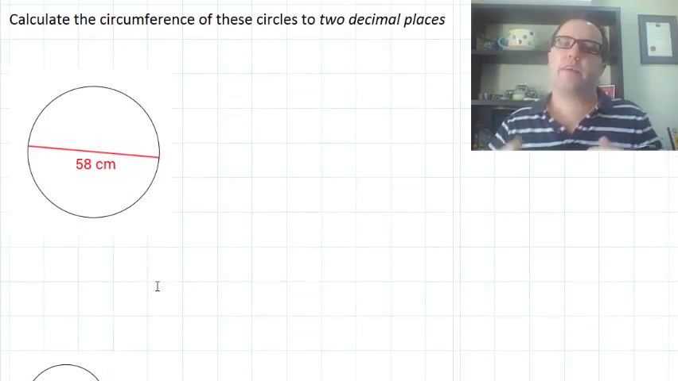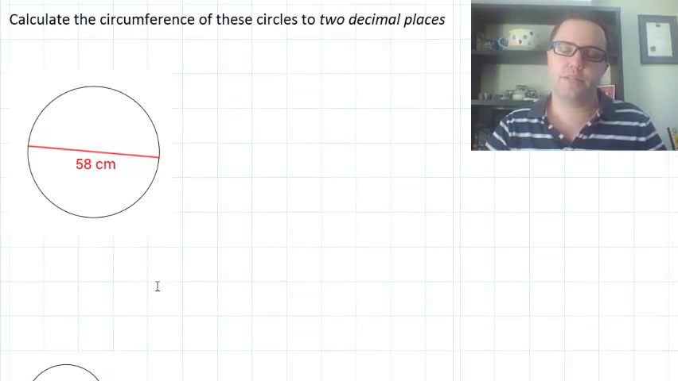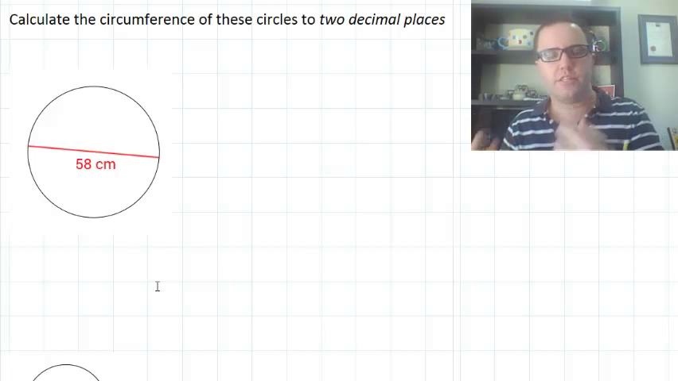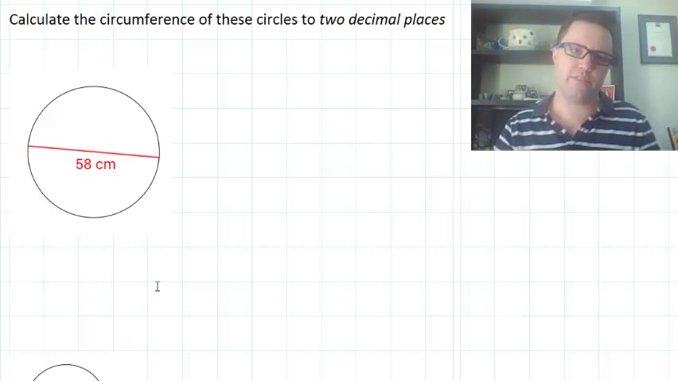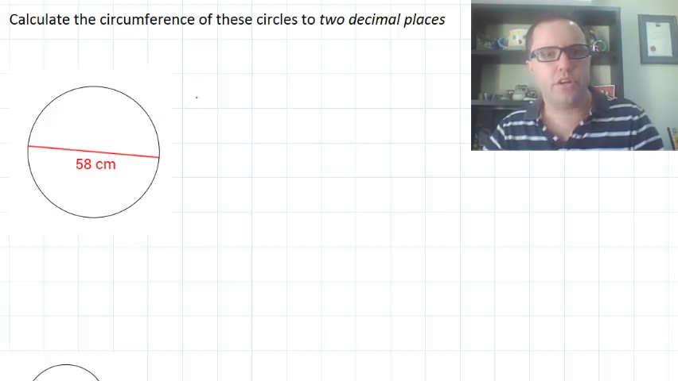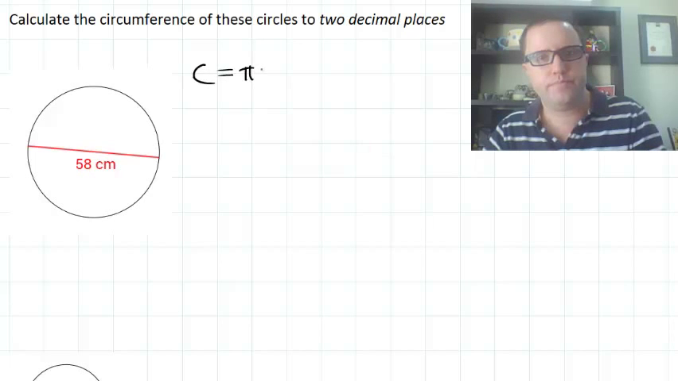All right, calculate the circumference of these circles to 2 decimal places. Now, there'll be a lot of this rounding with circles involved, and it's up to you whether you want to set your calculator or just round after the fact. So, the circumference of this circle, here's our formula. Circumference equals pi times diameter.